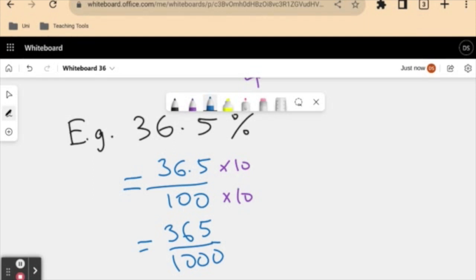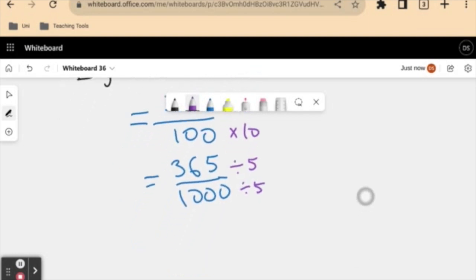Now, obviously here you can plug this into a calculator. Even here you could plug just that into a calculator and you would get a simplified form. But I have a 5 here and I have a 0 here. So I'm guessing that 5 will likely be a factor in both of these numbers. So I'll divide the top by 5, divide the bottom by 5. And here I will get 73 over 200.